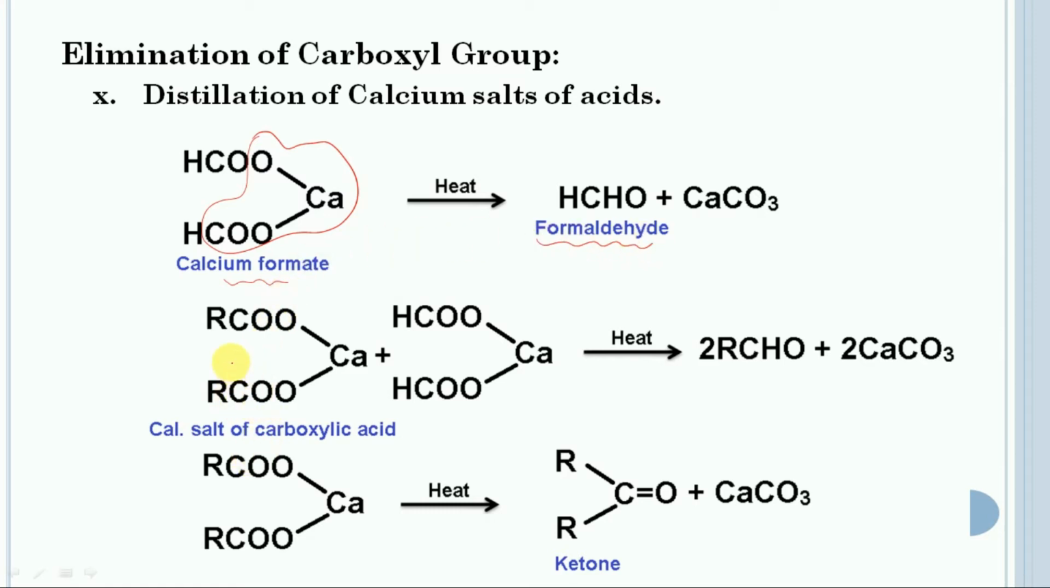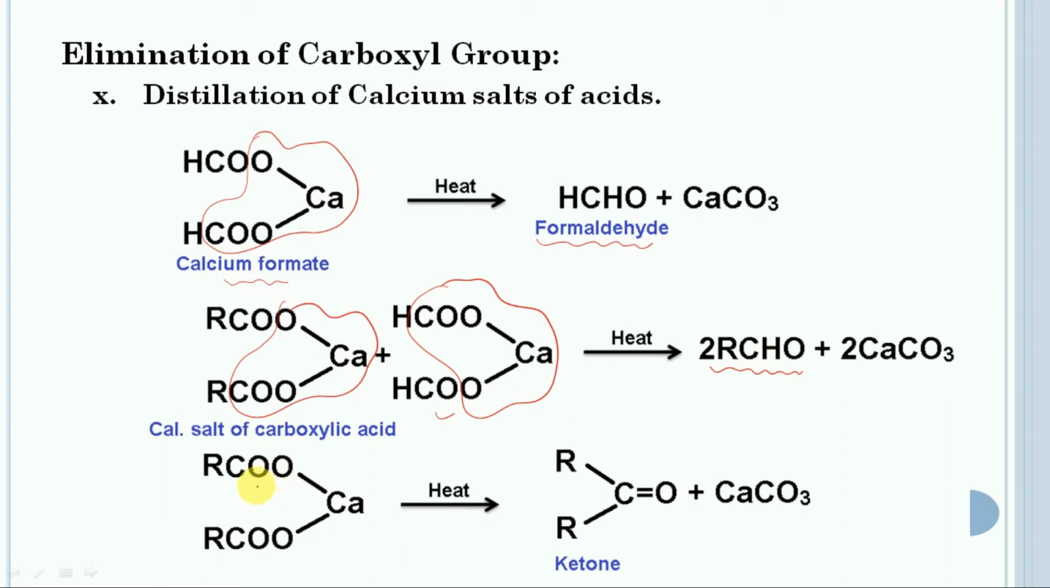The second case, it involves distillation of calcium salt of formic acid and calcium salt of another acids. So it involves the loss of the carbonate simultaneously, and in this case aldehyde will get formed.